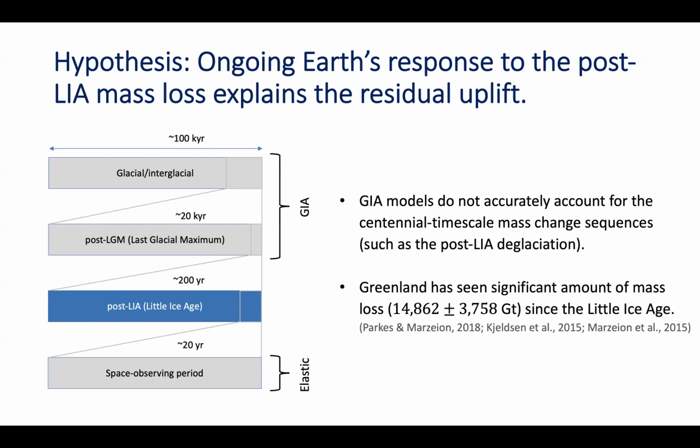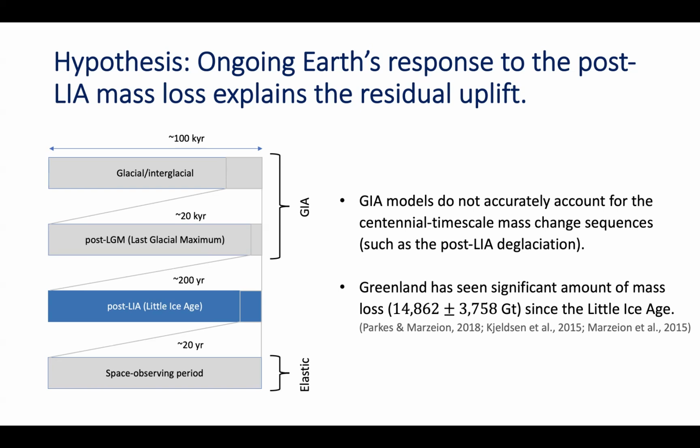So the first thing is that the GIA models that we discussed in one of the previous slides cannot really capture a relatively high frequency deglaciation sequence, such as the post-Little Ice Age deglaciation, in their model. Partly because these models operate on a really large time scale, and the delta T in their model is typically on the order of 500 years or something.